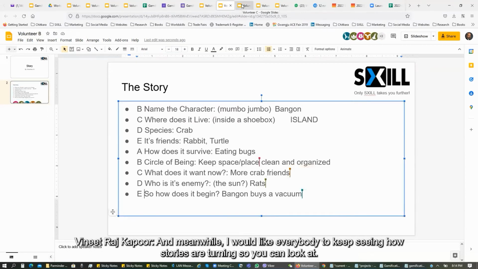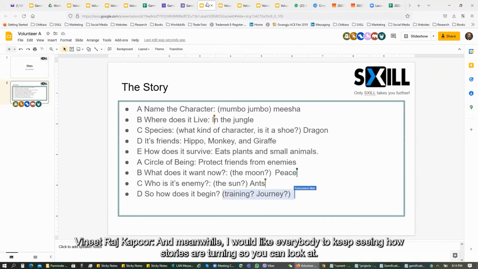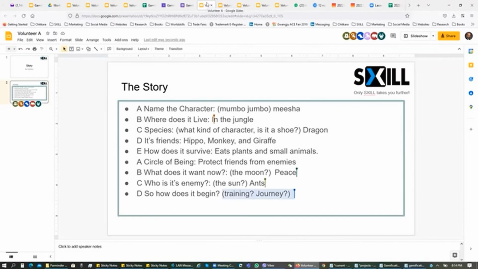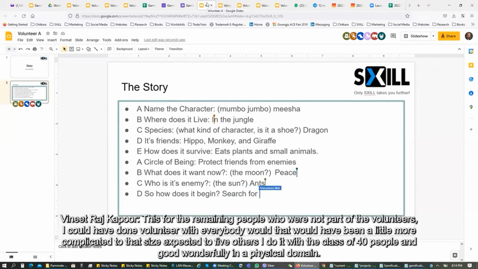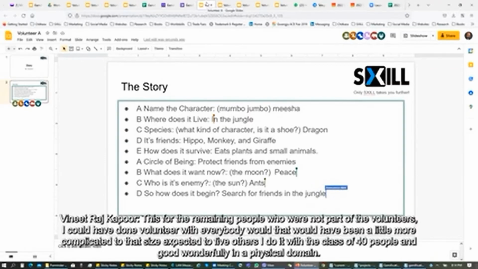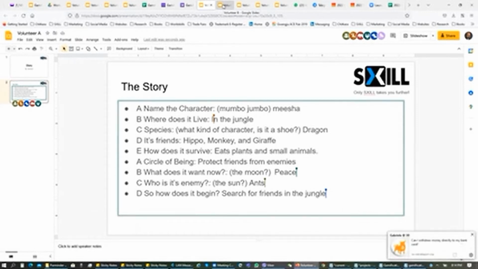Meanwhile, I would like everybody to keep seeing how stories are turning out. So you can look at story A. This is for the remaining people who are not part of the volunteers. I could have done volunteers with everybody, but that would have been a little more complicated for people. So that's why I restricted to 5. Otherwise, I do it with a class of 40 people, and it goes wonderfully in a physical domain, like you're just passing on slips to people.